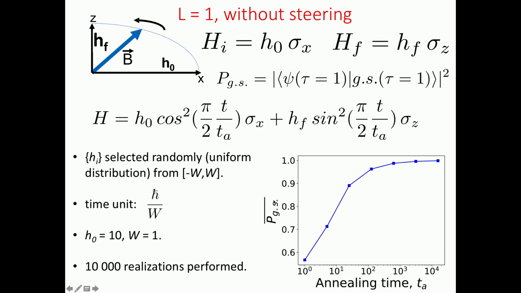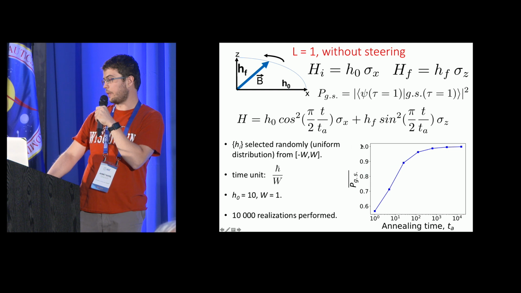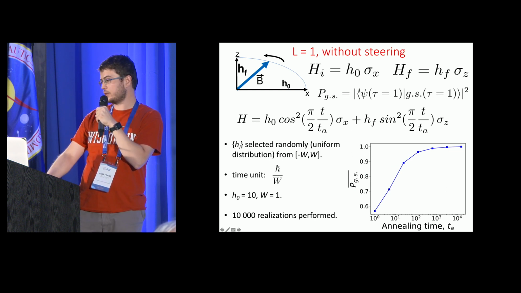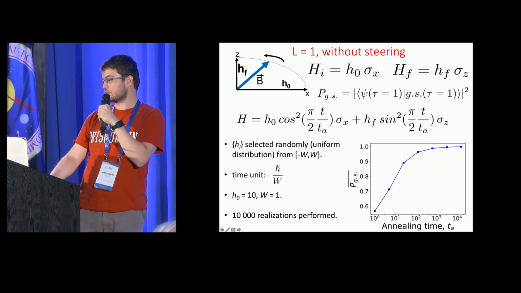Here is the average ground state probability as a function of annealing time. We need to wait for a long time for the ground state probability to reach 1. We calculate the ground state probability of one realization, which is the overlap squared.